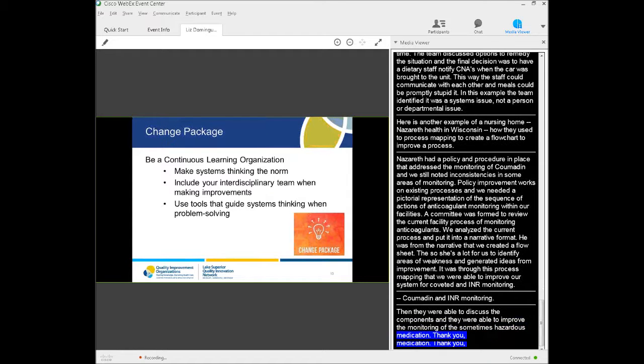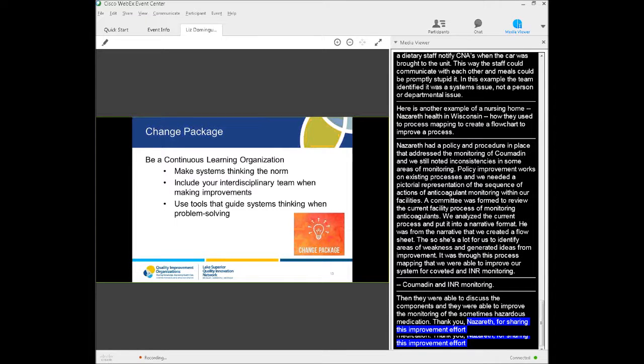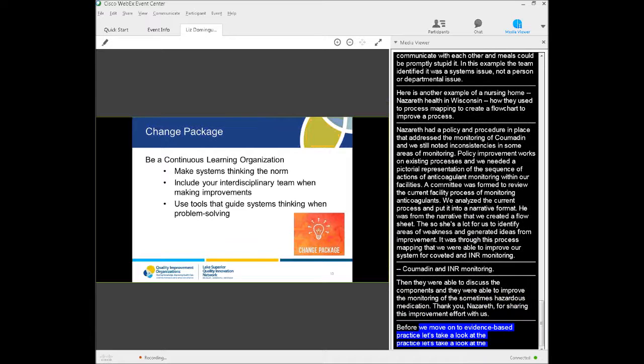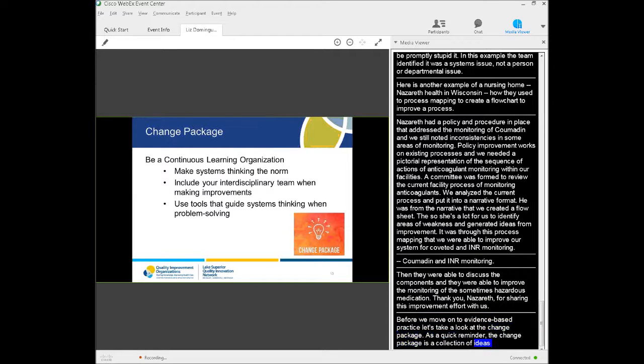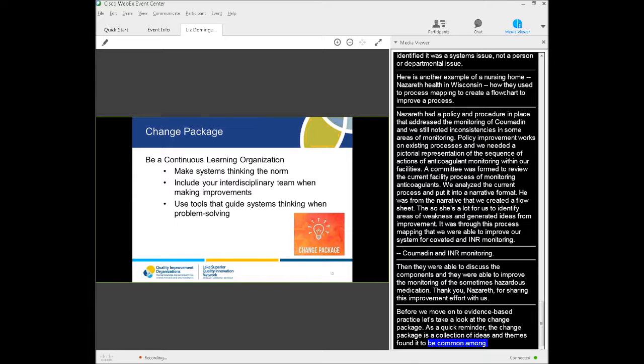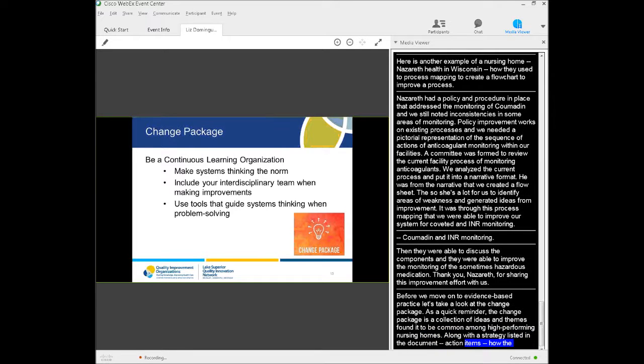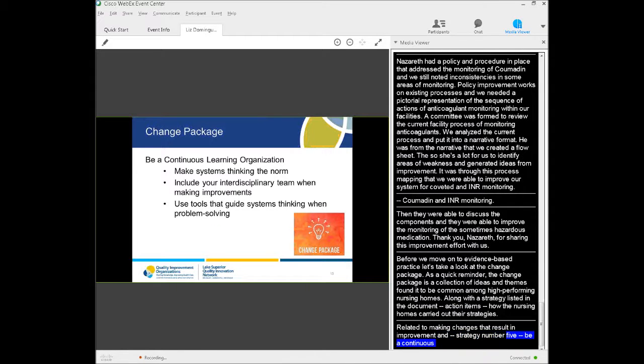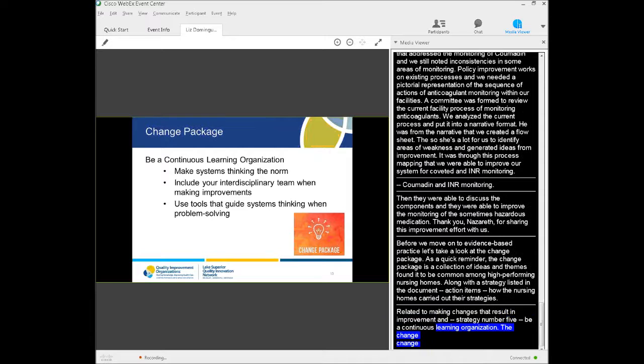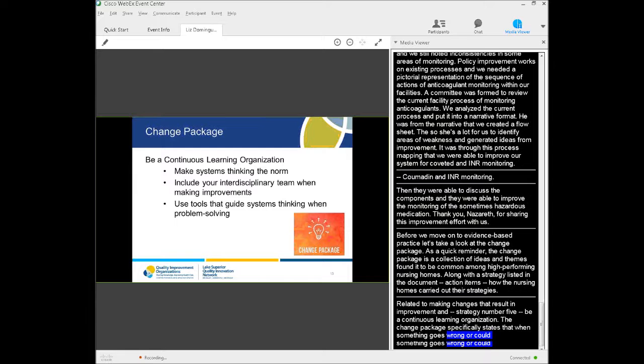Before we move on to evidence-based practice, let's take a look at the change package. As a quick reminder, the change package is a collection of ideas and themes that were found to be common among high-performing nursing homes. Along with the strategies listed in the document are specific action items, which is how the nursing homes carried out their strategies. Related to making changes that result in improvement is strategy number 5, be a continuous learning organization. The change package specifically states that when something goes wrong or could go wrong, this is the perfect opportunity to discuss processes and systems involved, and this is where process mapping can be useful.